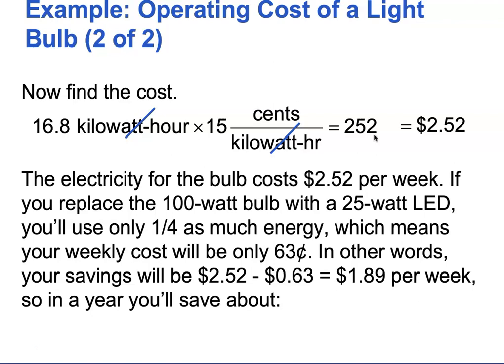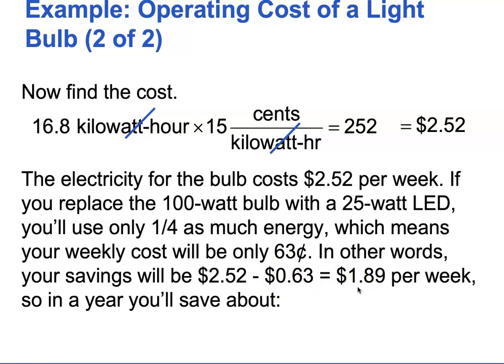If you replace the 100-watt bulb with a 25-watt LED, you will only use a fourth of that energy. They get that because 25 is a fourth of 100, which means your cost will only be a fourth of that. So if you take this and divide it by 4, it will be 63 cents. So they want to know what you're saving, so you have to find the difference between those two costs. So in other words, instead of spending $2.52, you're going to subtract the 63 cents. If you use the 25-watt LED, you would save $1.89 per week.